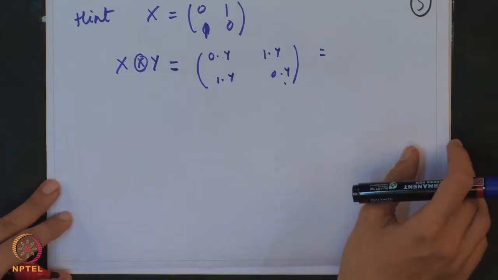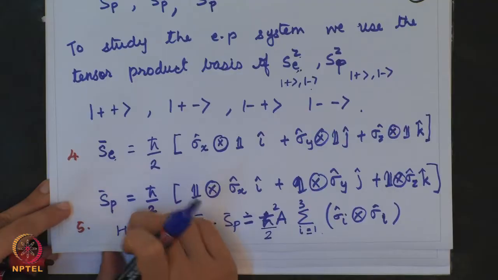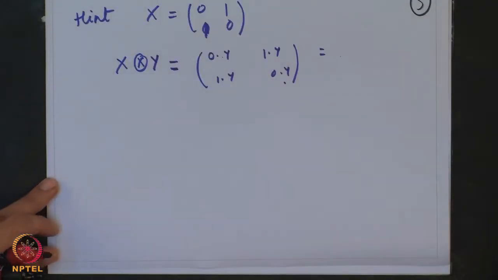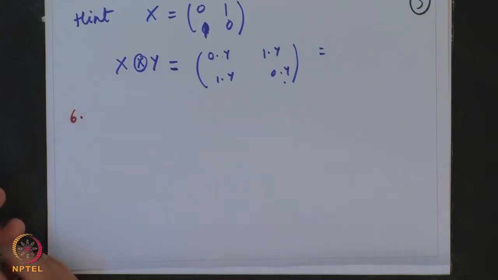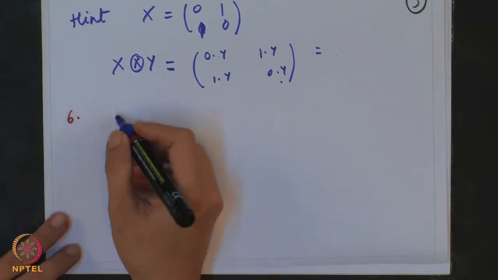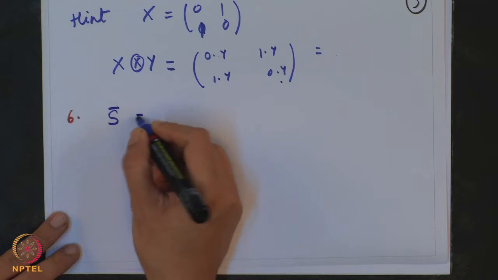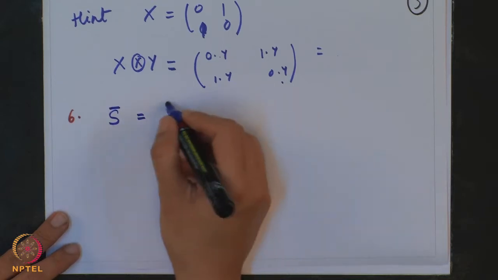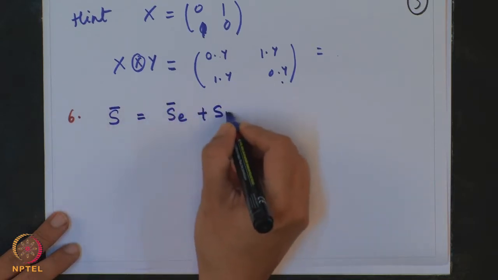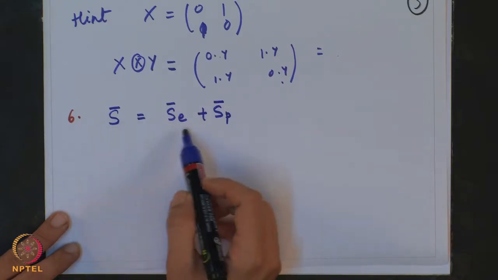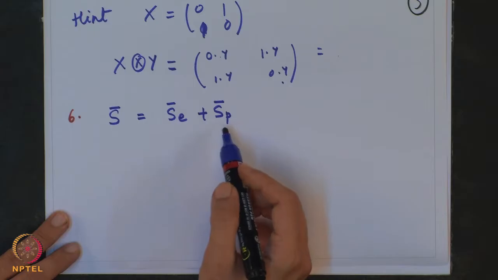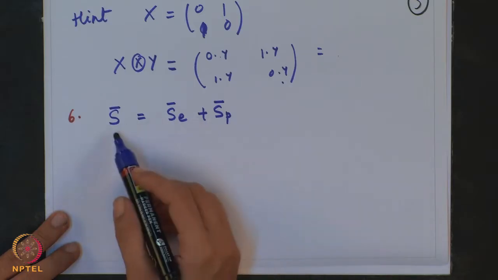So, evaluation of SE and SP, this you have done. In the next step, that is the 6th point, you have to evaluate S. But what is S? S is the total spin of the electron and positron system such that S is SE plus SP. So, once you know this, you can evaluate S.